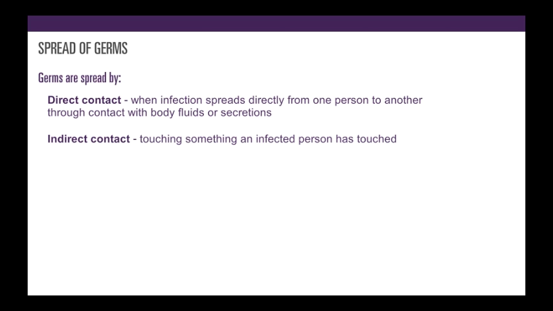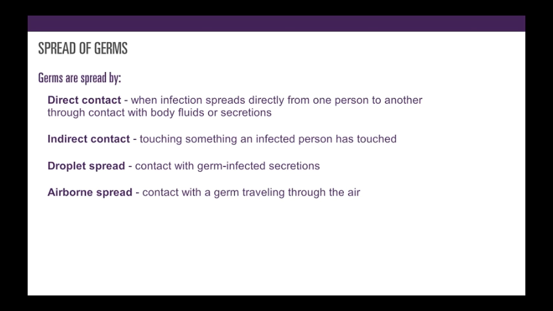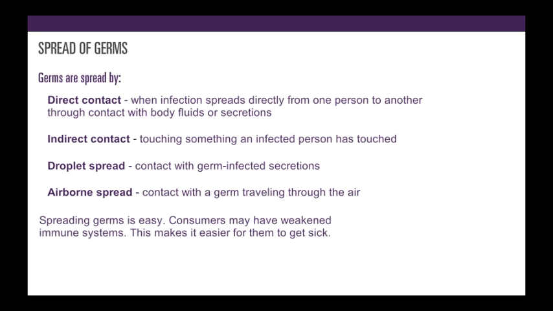Indirect contact is when you come into contact with something an infected person has used or touched. Examples would be sharing utensils with an infected person or touching a doorknob after an infected person touched it. Droplet contact is when you come into contact with a droplet of moisture from an infected person's secretions. Droplet spread would happen if someone sneezed or coughed in your face. The last method is airborne contact. Airborne contact is when you come into contact with a germ traveling on dust particles. As you can see, spreading germs is easy.